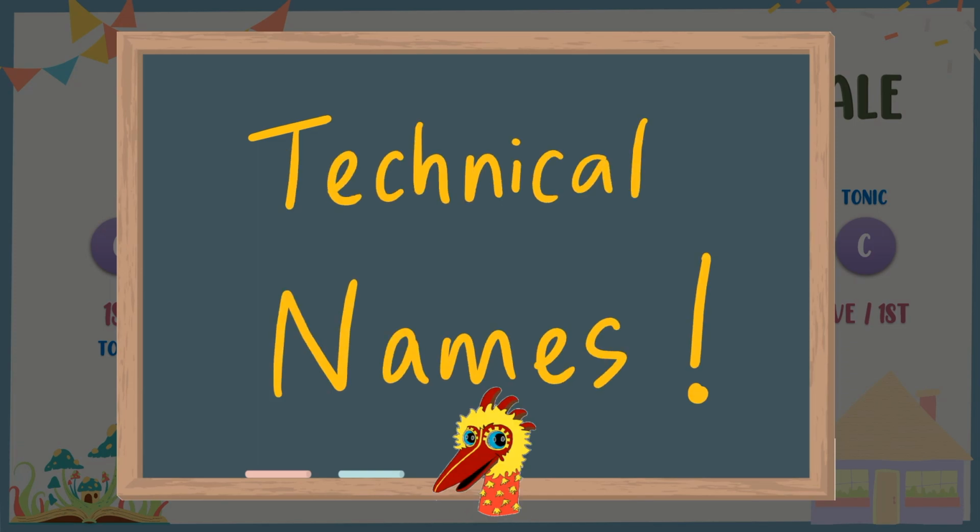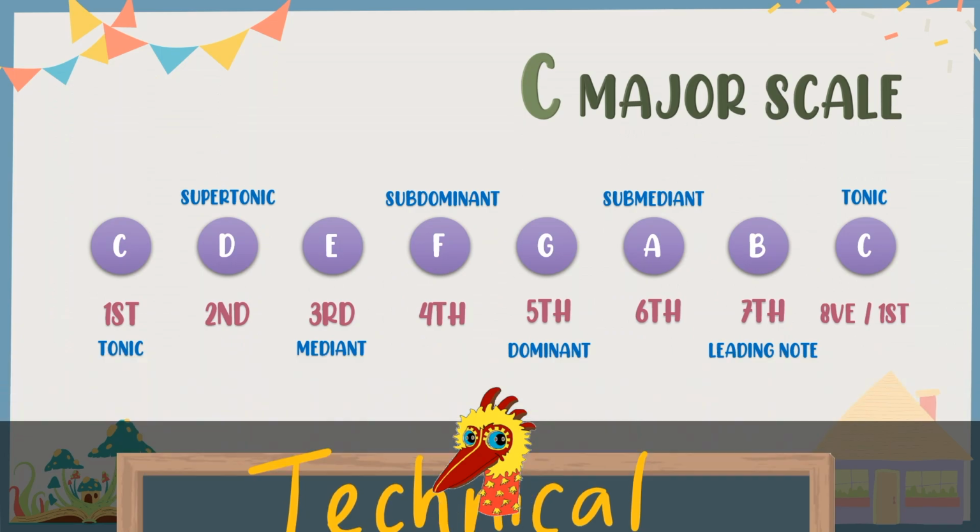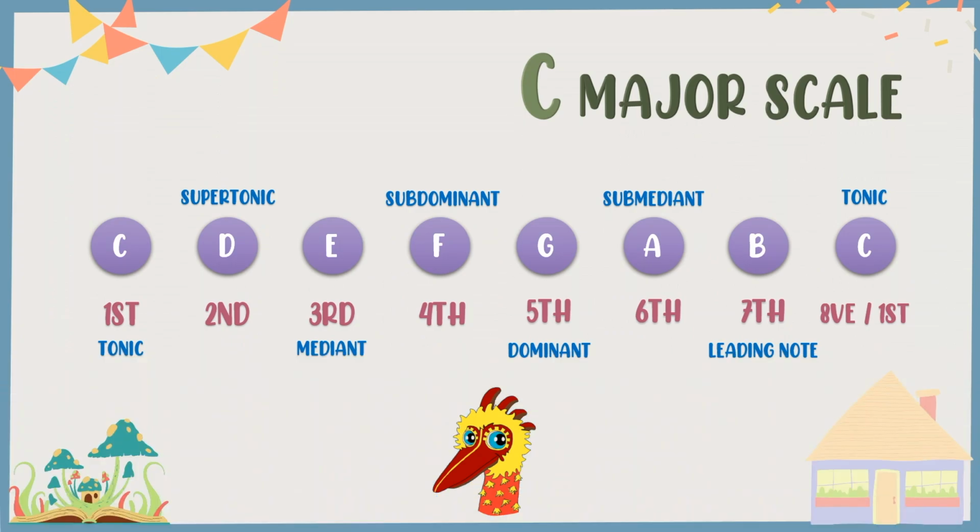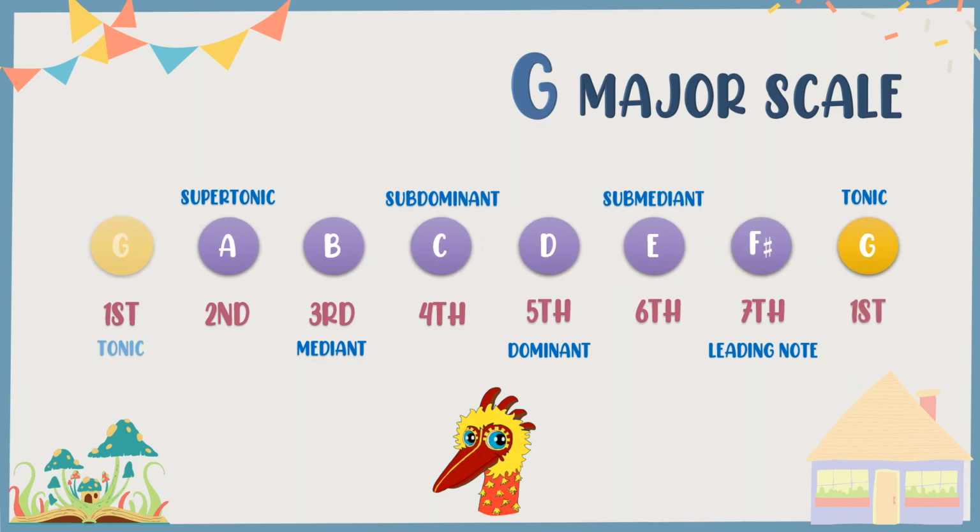It's so fancy. What's even fancier is the technical names don't change, not even when used for a different scale. Let's take a look at the scale degree of G major. G becomes the first, which is the tonic. A becomes the second note, the supertonic. B is the mediant. C becomes the subdominant, the fourth note. D is the dominant. E, submediant. F sharp is the seventh note, the leading note. And last but not least, it goes back to G, the tonic.